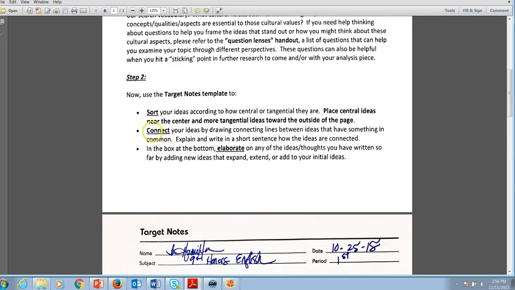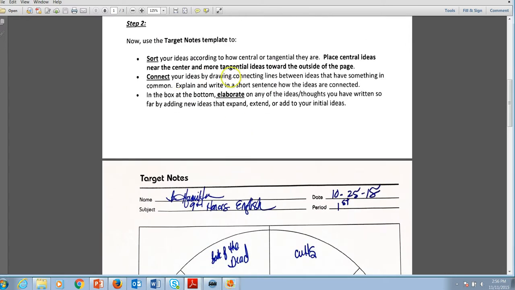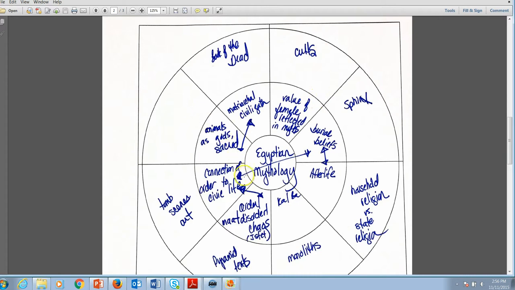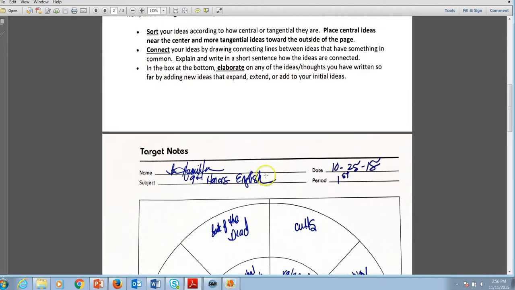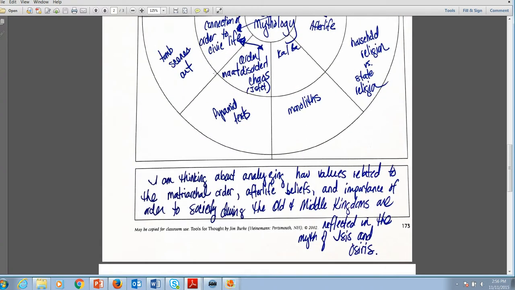We did the sorting. The second step is to see, can you make any connections between the ideas? And if you want to make notes to yourself, then you could do that. So the idea is that you're drawing connecting lines between the ideas that are related in some way. So you can see that I tried to do that here. Okay. And then in the box at the bottom, or in the space at the bottom, see, can you elaborate or pull out what is most important?